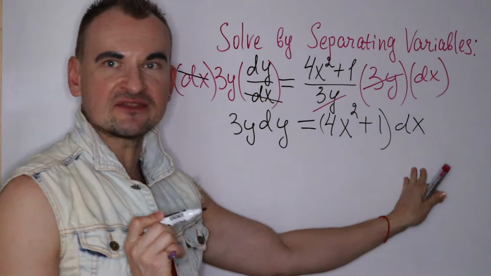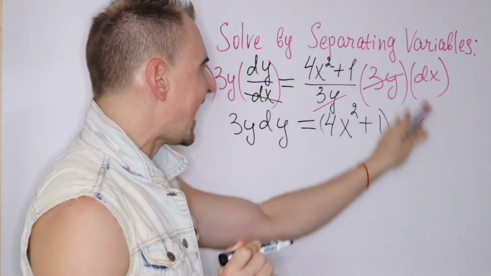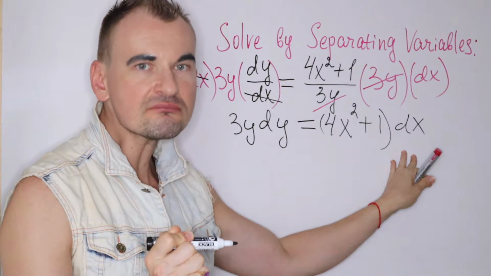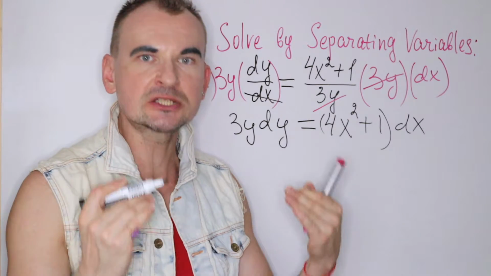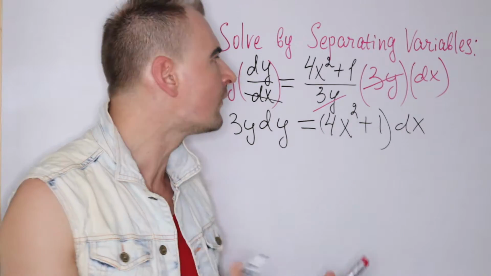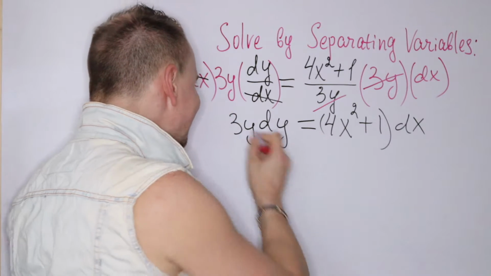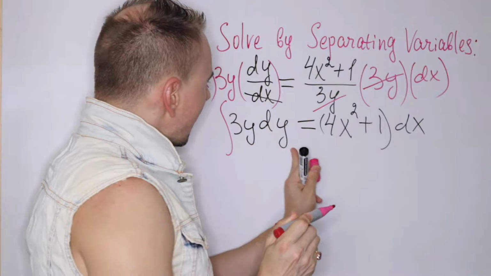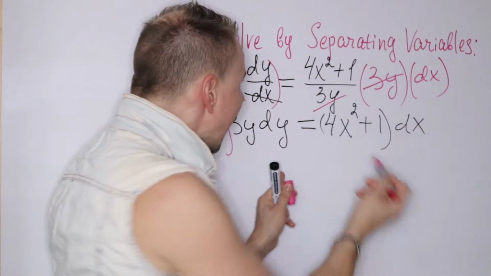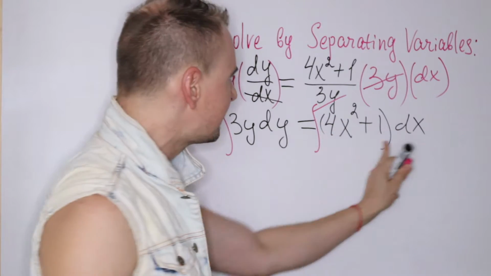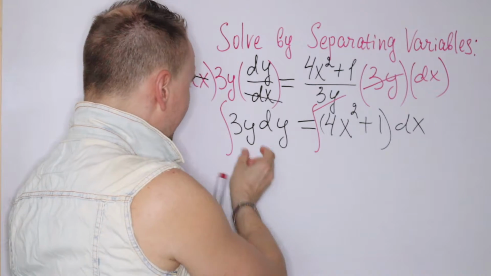Now we have separated variables. As you see, you have the y term on the left side and the x term on the right side of your equation. And at this point, we need to integrate as we normally do to solve the differential equation. So we take the indefinite integral: the left side is integrated with respect to y, and the right side is integrated with respect to x.